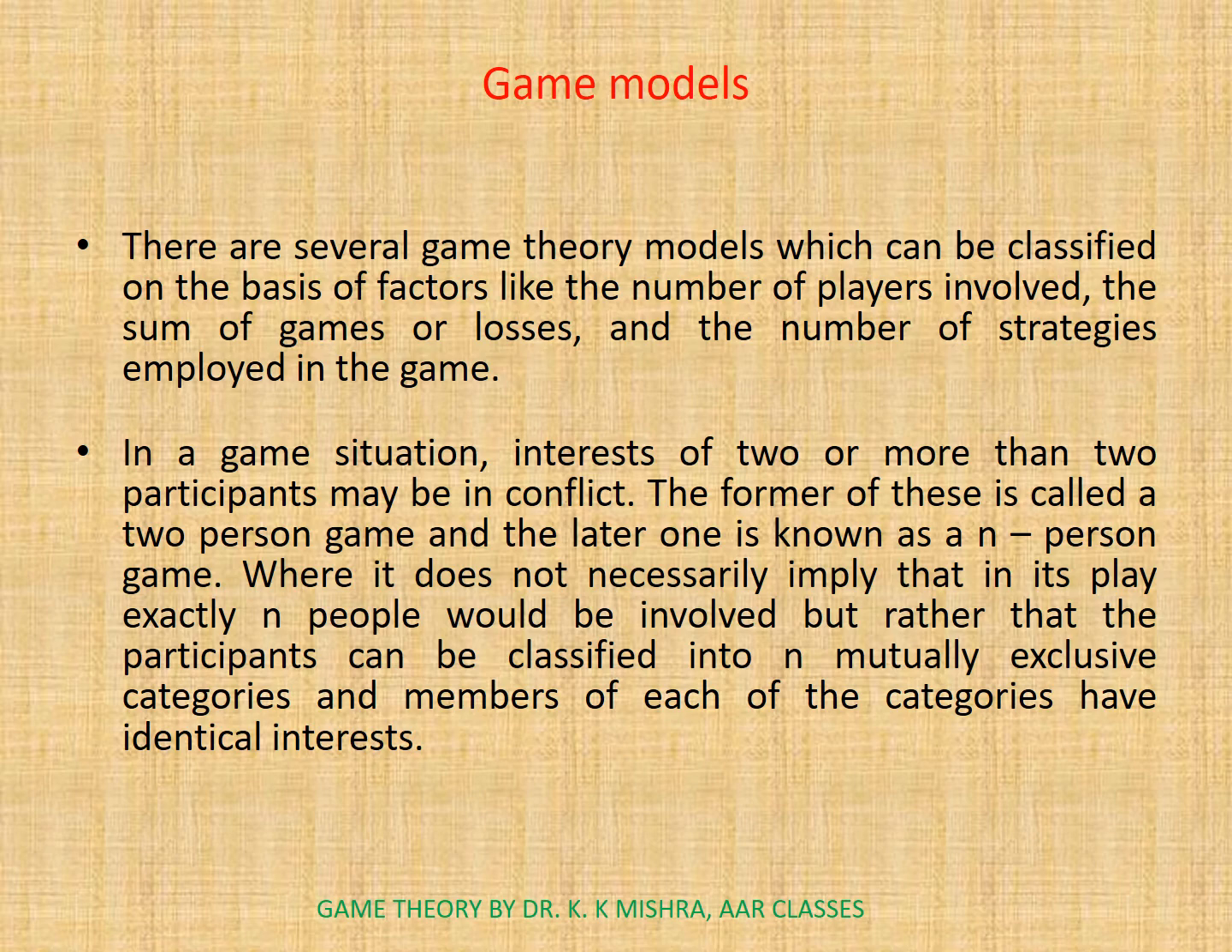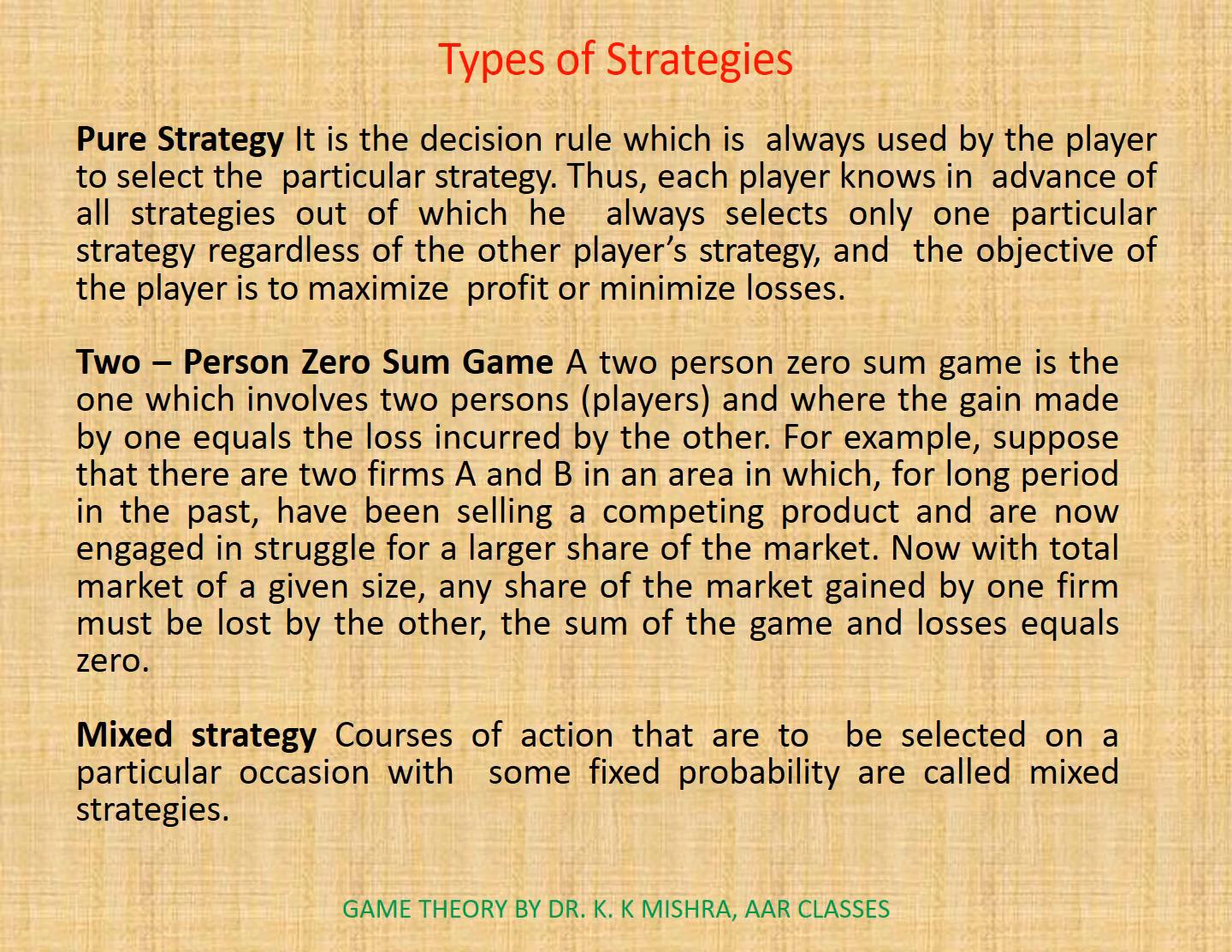In a game situation, the interests of two or more than two participants may be in conflict. The former of these is called a two-person game, and the latter one is known as an n-person game. But it does not necessarily imply that exactly n people would be involved in its play, but rather that the participants can be classified into n mutually exclusive categories and members of each of the categories have identical interests.